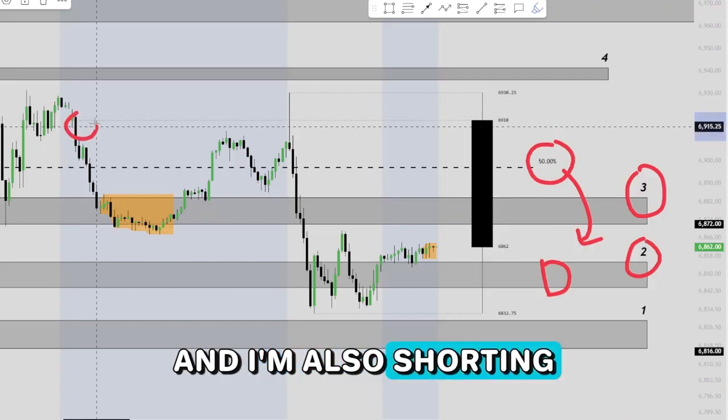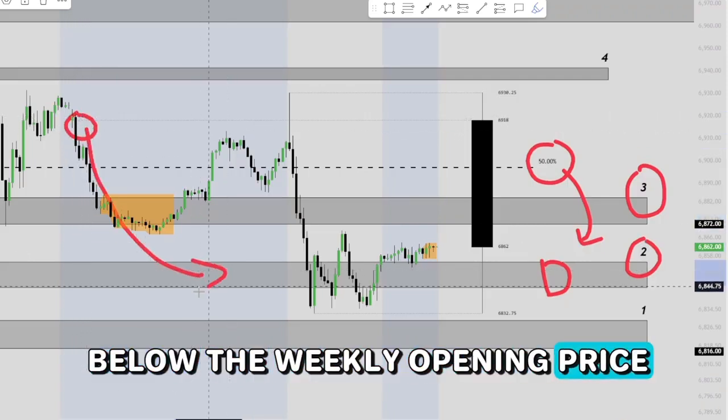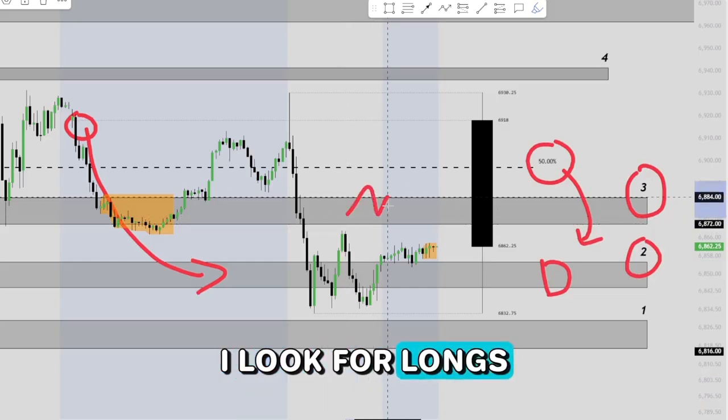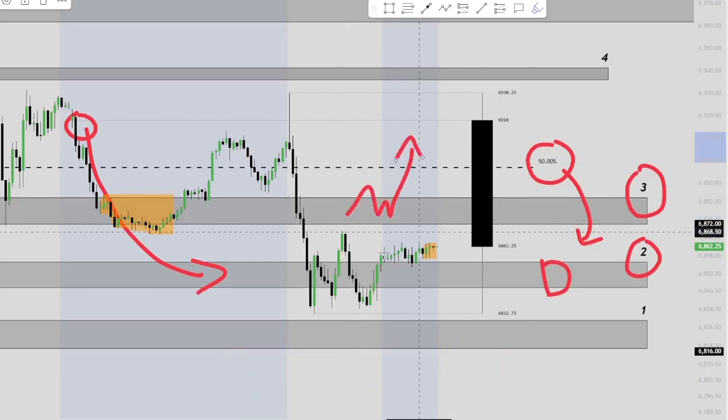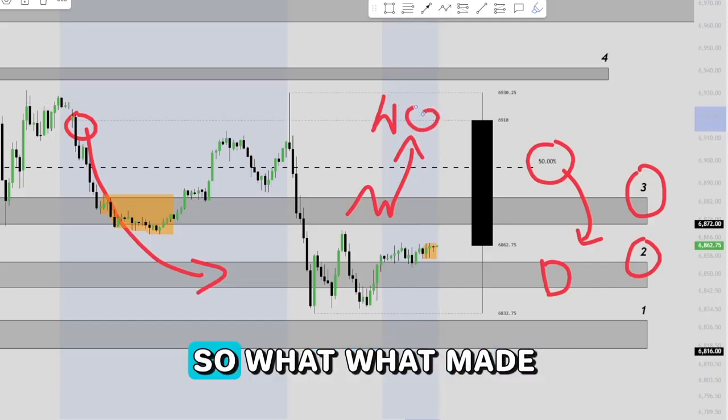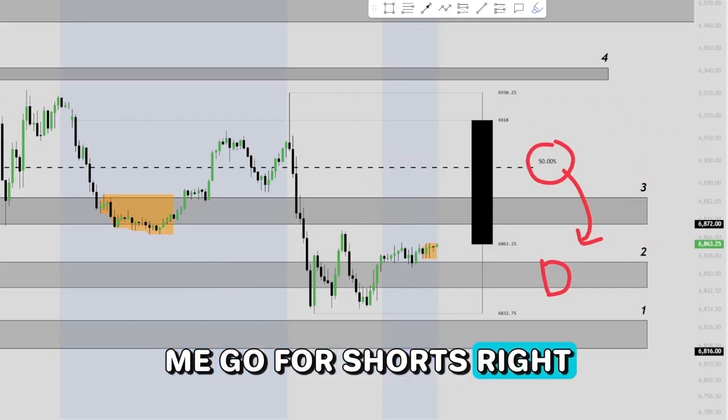And I'm also shorting below the weekly opening price. For those who understand how I trade, I look for longs in the discount, and I look for longs below this weekly opening price. So what made me go for shorts, right?